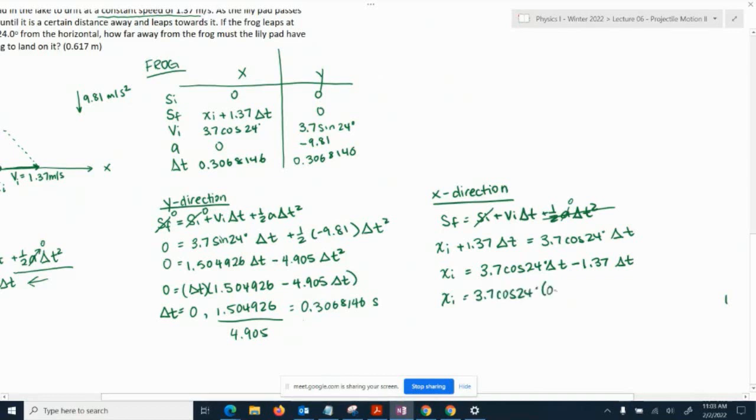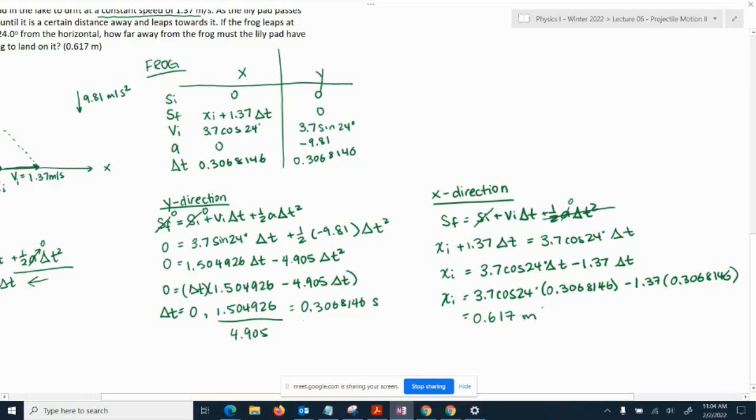And my delta t is 0.306846 minus 1.37 times the same number. Notice I'm not rounding too much here because if I do, I'll get a big rounding error. My answer won't be accurate, so I'm keeping lots of extra digits. And so now I'm just typing this up on my calculator. Make sure your calculator is in degree mode when you do this. And I get 0.6167.